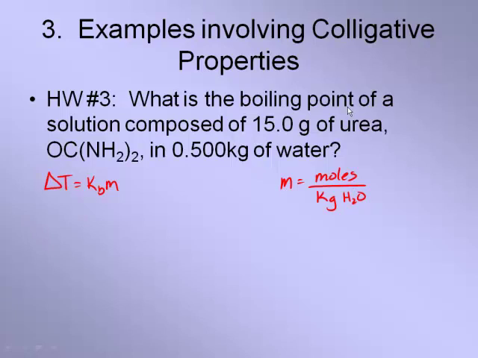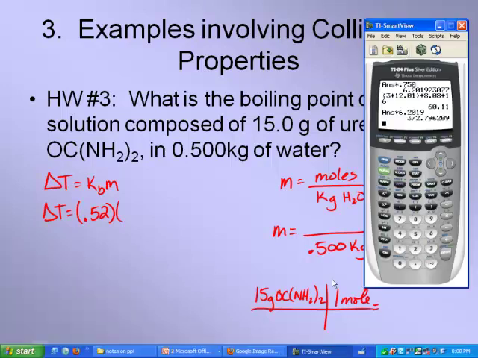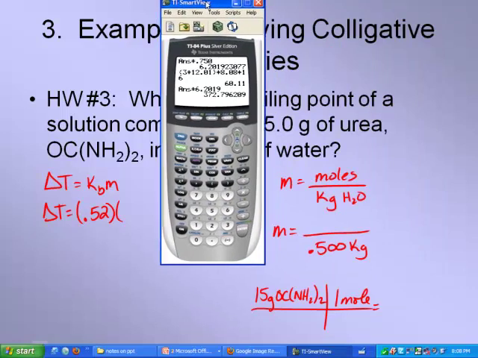It asks me for the boiling point. So I don't have the boiling point, so I'm going to be solving for delta T. I know that KB is 0.52 because I'm dealing with water. I don't have the molality. I'm going to find the molality first because they give me the grams of my solute. I know that I'm dealing with 0.500 kilograms of water. So let me do a quick mole conversion to figure out how many moles of urea I have.